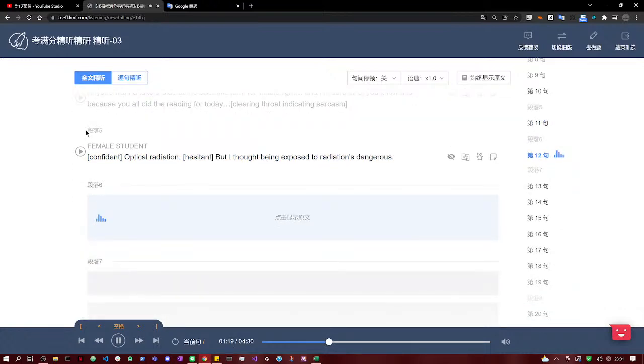Yes and no. If you're talking about radiation, like in the element uranium, yeah, that's dangerous. But radiation as a general term actually refers to anything that spreads away from its source. So optical radiation is just visible light energy spreading out.